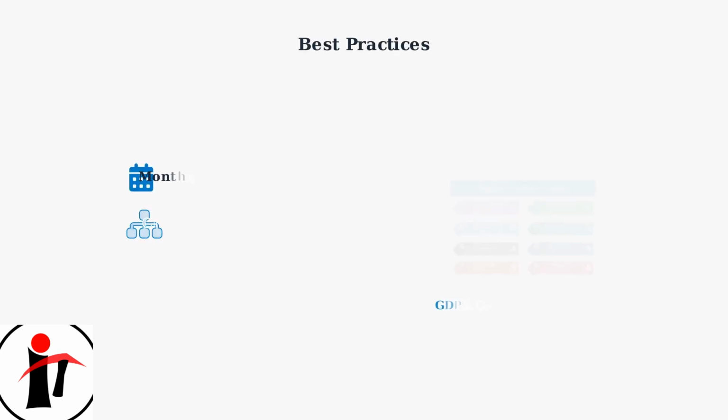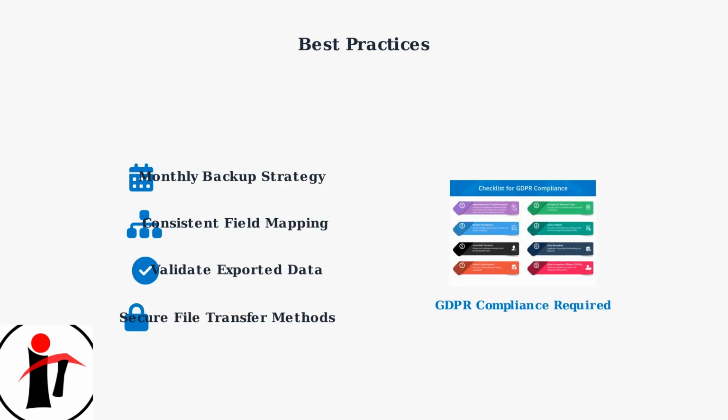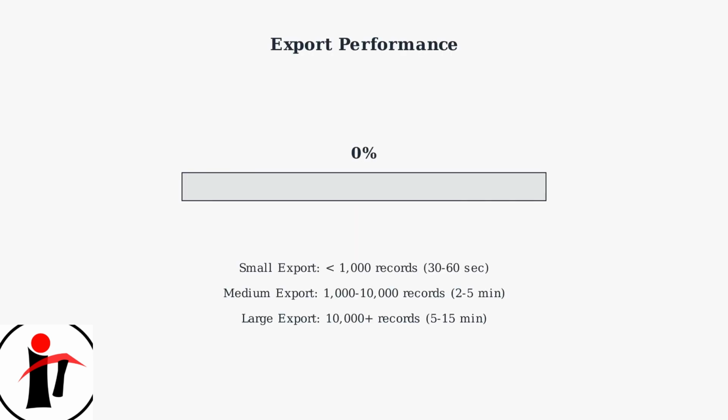Follow these best practices for secure and compliant contact exports. Back up your database monthly, maintain consistent field mapping, validate exported data, and ensure GDPR compliance when handling personal information. Export times vary based on data volume. Small exports under 1,000 records take 30 to 60 seconds, while large exports over 10,000 records may take 5 to 15 minutes depending on field complexity.